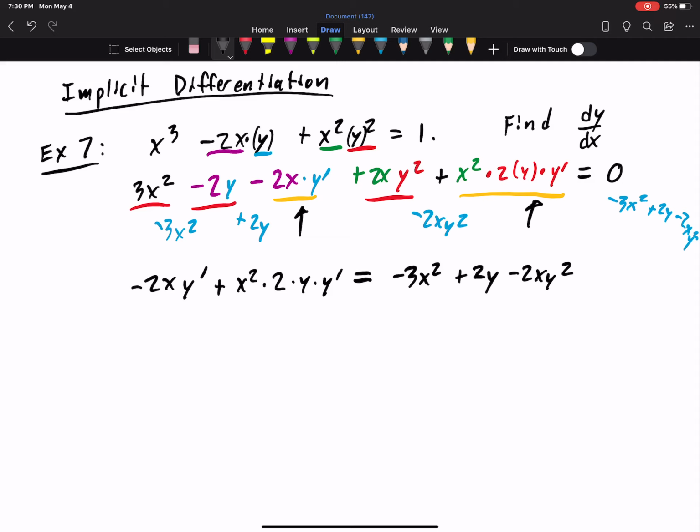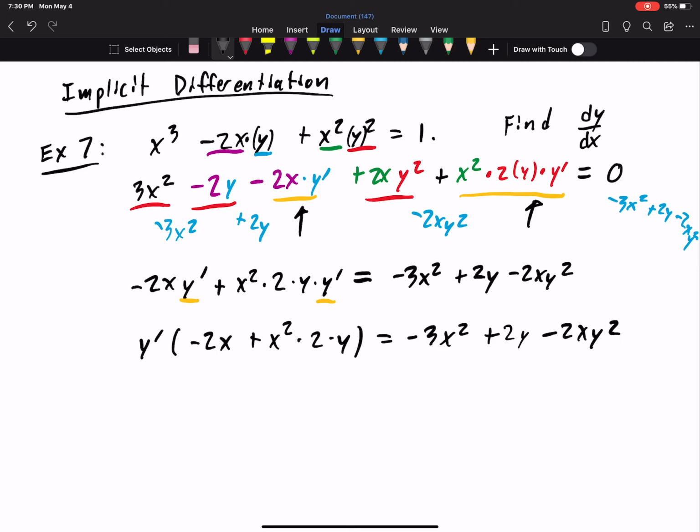So penultimate step, factor out the y prime on the left-hand side. So that gives us y prime times minus 2x plus x squared times 2 times y. And this is equal to everything that is on the right-hand side of this lovely equation. Okay. Now, final step. Divide both sides by this nasty set of parentheses on the left. And this will get you your y prime by yourself.